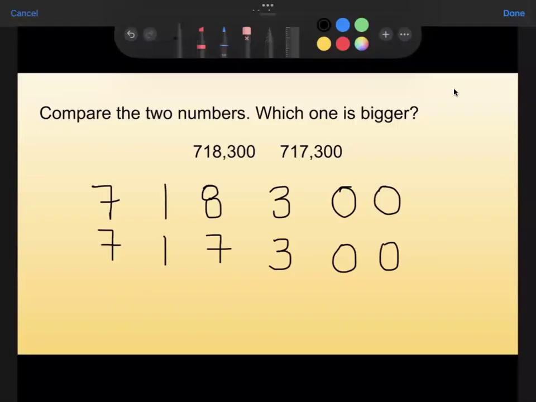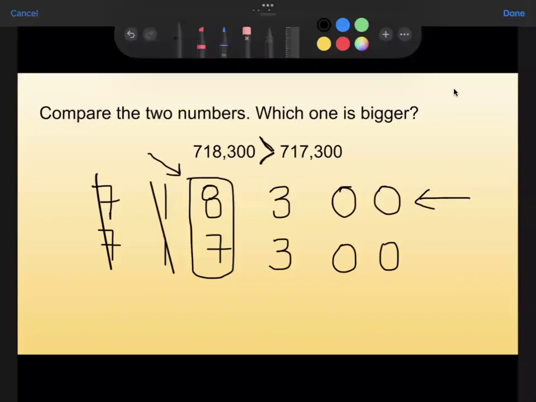Okay, if I start by comparing the biggest place value, I see that they both have a 7 in the 100,000s place. So I'm going to cross that off. They both have 1s in the 10,000s place. So I'm going to cross that off. And then when I get to the thousands place, I see that I have different digits. Since 8 is greater than 7, I know that this top number is the bigger number. And that means the symbol is going to open up to that first number there.